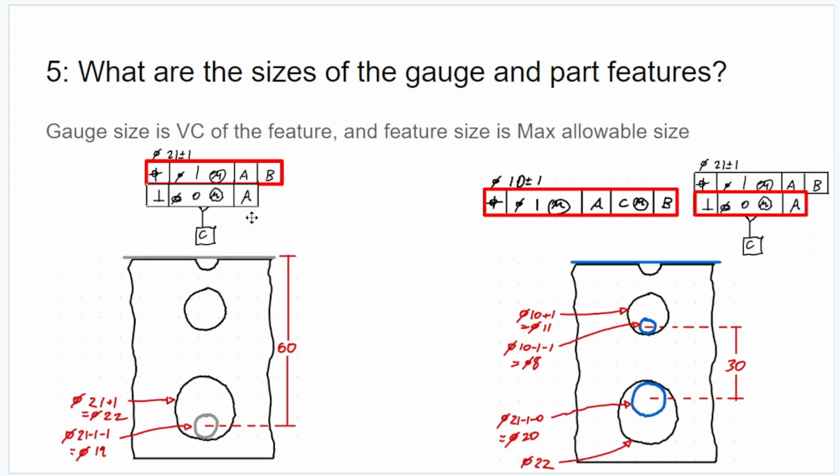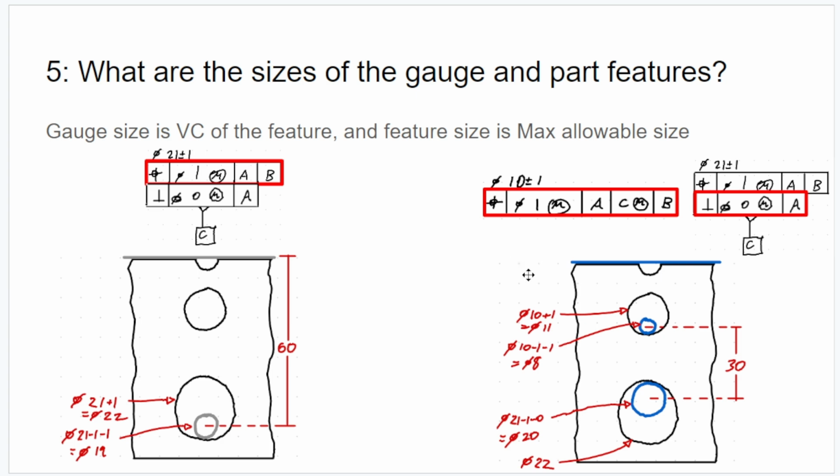Now step 5, let's calculate the sizes. Well, all the holes we're going to be looking at are just going to be the maximum allowable size, or the least material condition. So in this case, the hole is 21 millimeters plus 1 millimeter, and that's according to this size up here, which is 22 millimeters. The virtual condition pin is 21 millimeters minus its size tolerance and then minus the allowable position, so 19 millimeters.